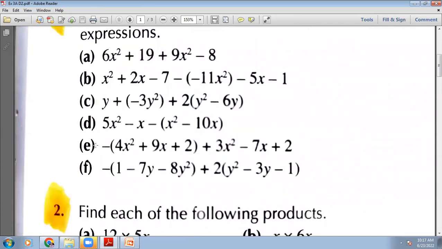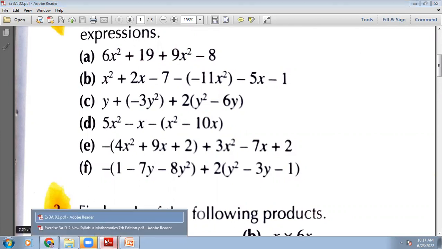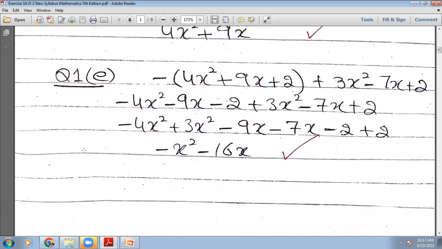And next question, E part. Here we have a bracket, and outside the bracket we have a negative. Then we have plus 3x squared minus 7x plus 2. When you will remove this bracket, the signs of the three terms here all will change because they have a negative outside that bracket. So you see here we have minus 4x squared minus 9x minus 2. The signs have changed. Plus 3x squared minus 7x plus 2.